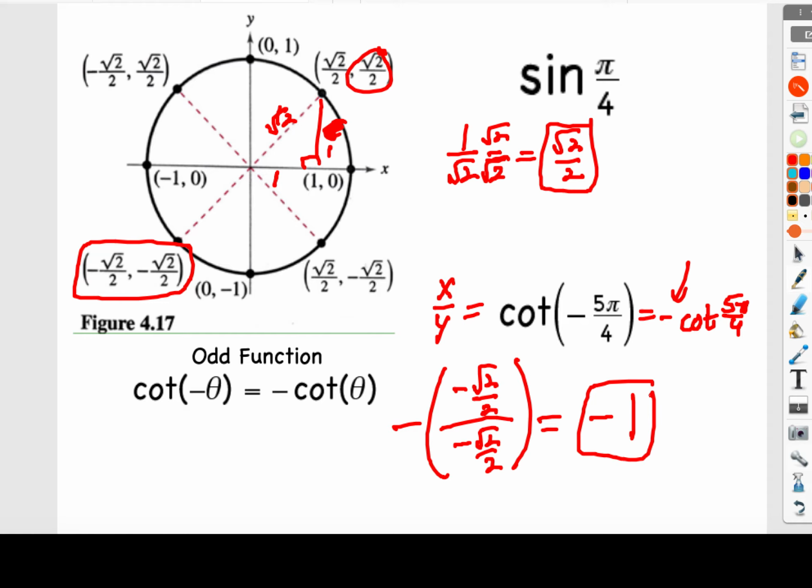Or if we had just traveled negative 5 pi over 4, notice we would have divided, again, x over y, negative root 2 over 2 divided by root 2 over 2, which would have also come out to negative 1. You could have traveled that either way. Go to the actual angle or take advantage of that odd function idea. Talk to the teacher if you have any more questions about that. That's a little bit confusing, I get it.